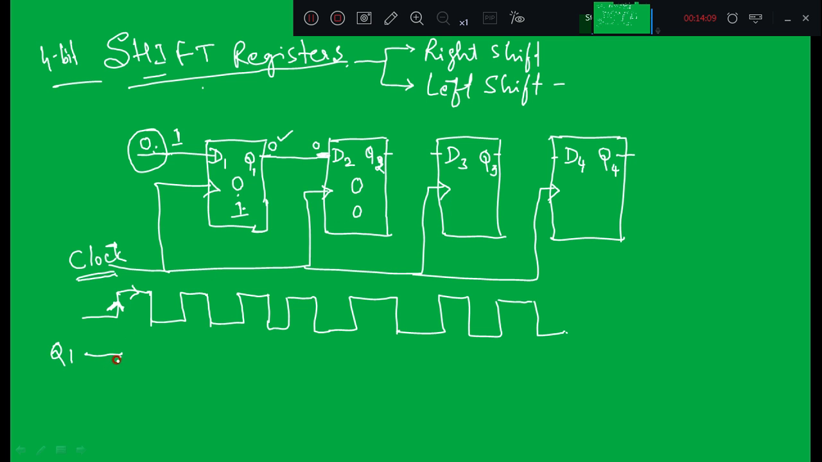I hope you understand. I hope you are following, right? So Q1 initially was 0, and Q2, Q3, Q4 remain in their previous states.